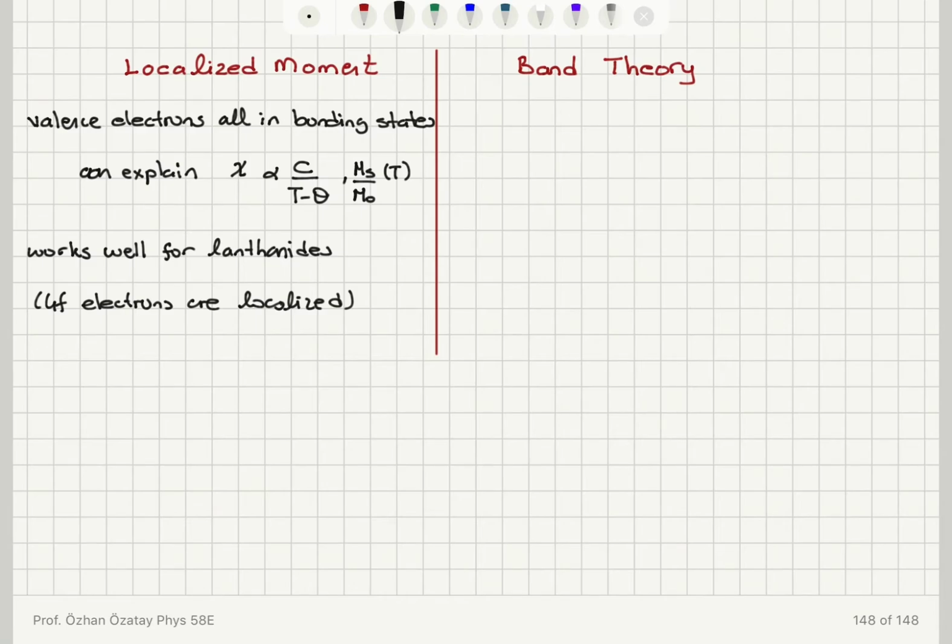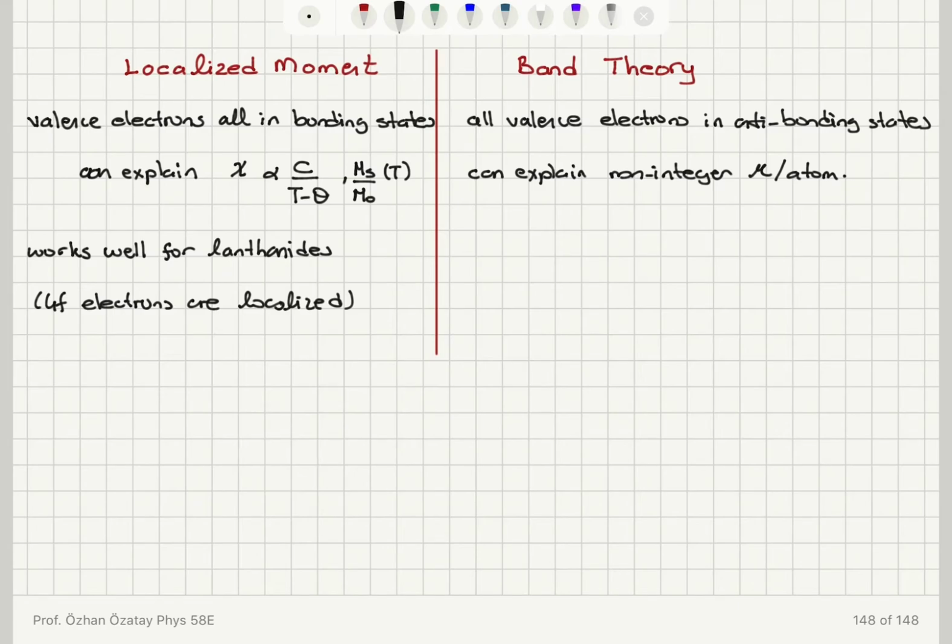Now in the band theory, all valence electrons are ionized that are in anti-bonding states. This can explain non-integer magnetic moment per atom. It works well for first row transition metals and, for example, for things like nickel 3 aluminum alloys and metallic ferromagnets.